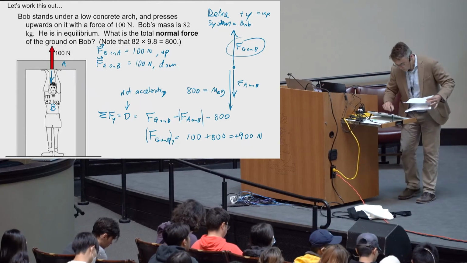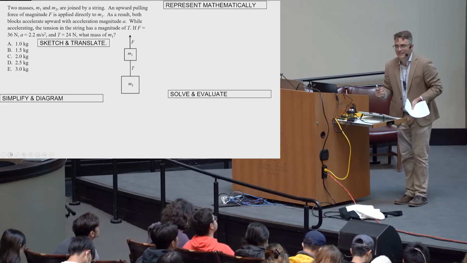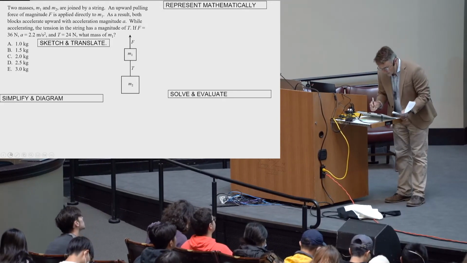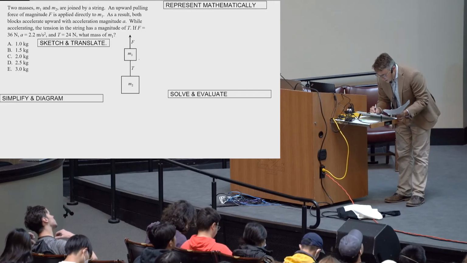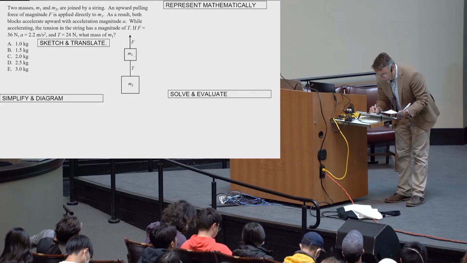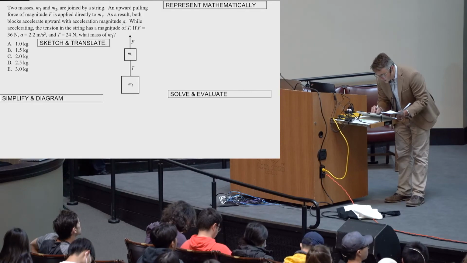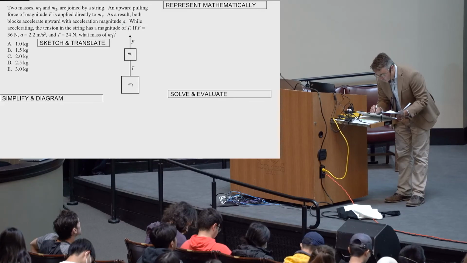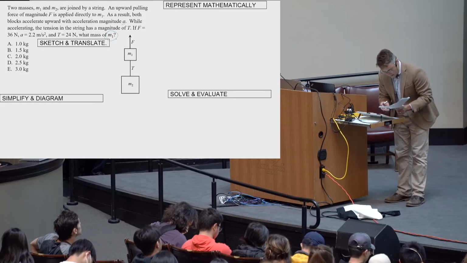I got time for one more quick example, and then I think we'll be done for today. Two masses. This is another one of these term test style things. M1 and M2 are joined by a string. An upward pulling force of magnitude F is applied directly to M1. As a result, both blocks accelerate upwards with a magnitude of acceleration A. While accelerating, the tension in the string has a magnitude of T. What is the mass of M1? And it gives you a bunch of these other things.